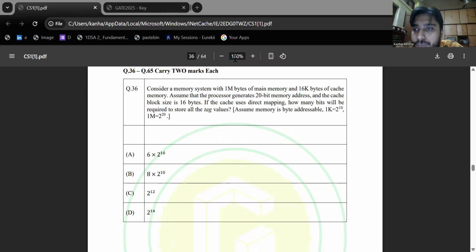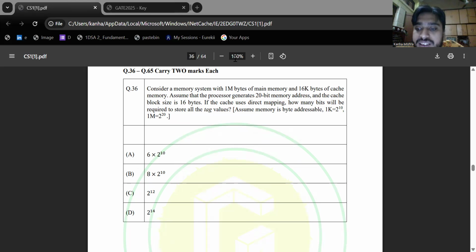1 kilobyte is equal to 2 to the power 10, and 1 megabyte is 2 to the power 20. So we are told that main memory is 1 megabyte, 2 to the power 20 bytes, and cache memory is 16 kilobytes, 2 to the power 14 bytes. Block size is 16 bytes, memory is byte addressable, the CPU generates a 20-bit address, and the cache uses direct mapping. We are being asked how many bits are required to store the tag values in the cache.